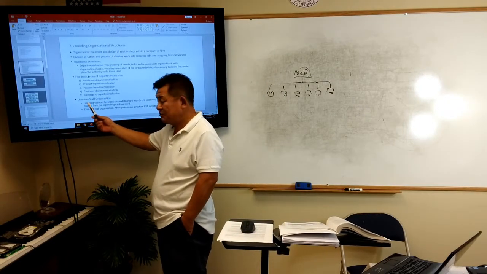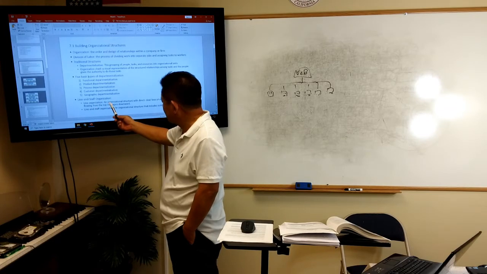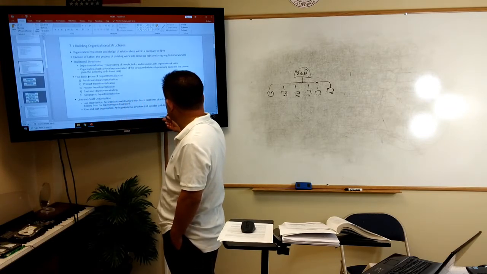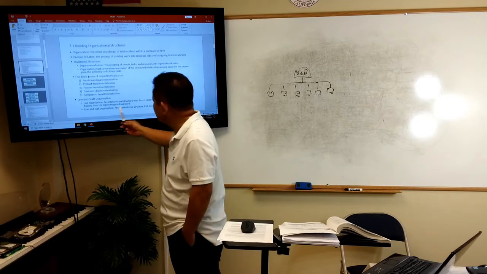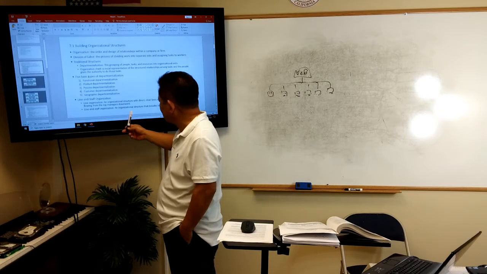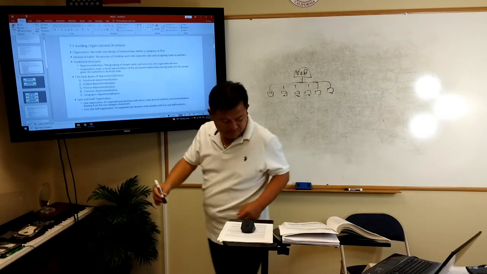Okay. Let's move on to line and staff organization. What's the meaning of line organization? It means an organizational structure with direct, clear lines of authority and communication flowing from the top managers downward.